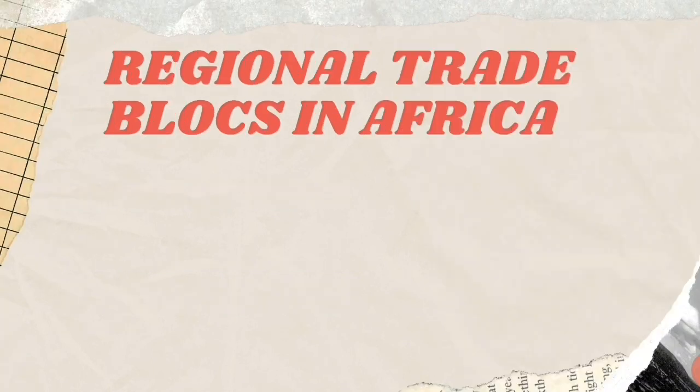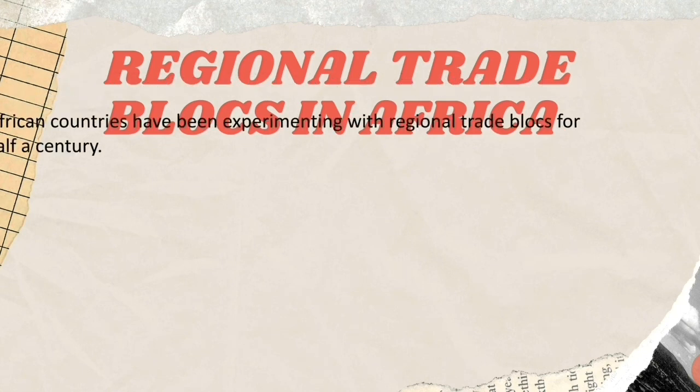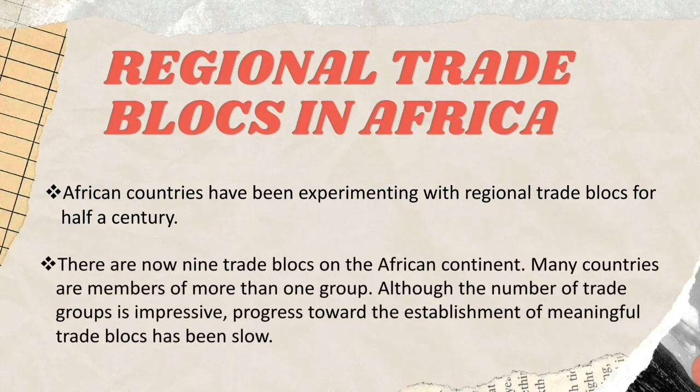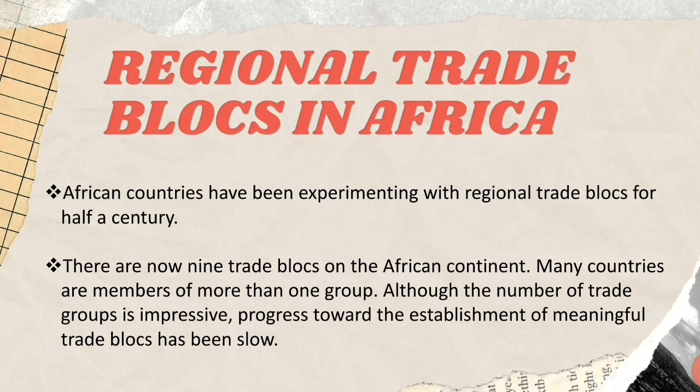Regional trade blocs in Africa. African countries have been experimenting with regional trade blocs for half a century. There are now 9 trade blocs on the African continent. Many countries are members of more than one group. Although the number of trade groups is impressive, progress toward the establishment of meaningful trade blocs has been slow.